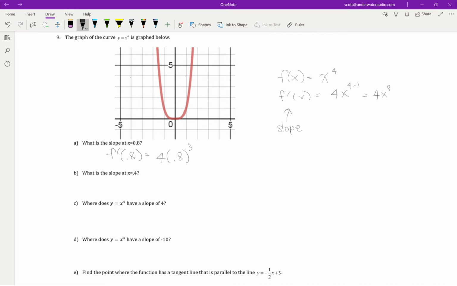Okay, 4, oh, sorry, my calculator's bugging out a little bit. 4 times 0.8 to the third power. That is 2.048.